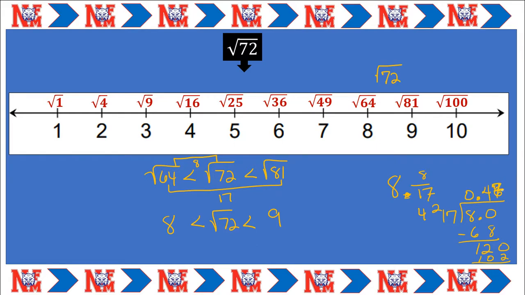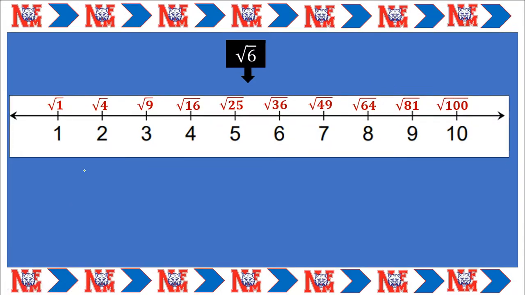But nonetheless, we know that this is 5 or more. So we're going to bump this 0.4 to a 5. So we have the square root of 72 is about 8.5. So right in the middle, and it's about that, okay?